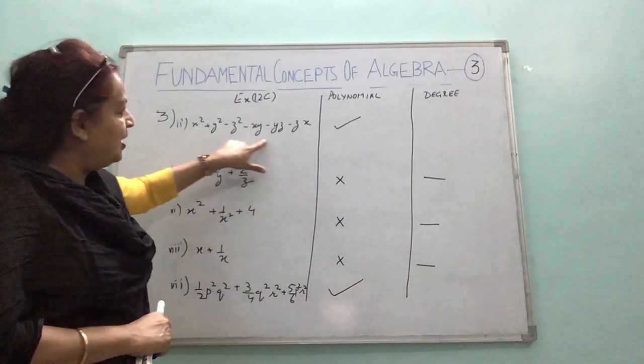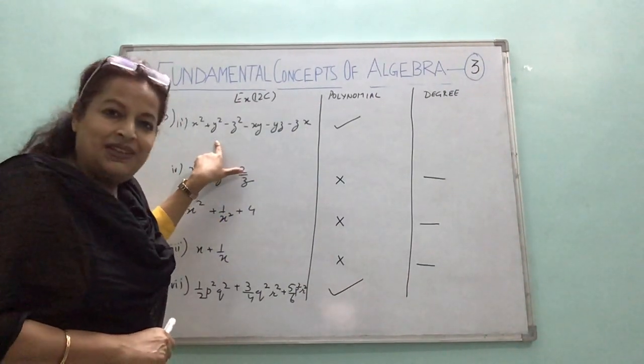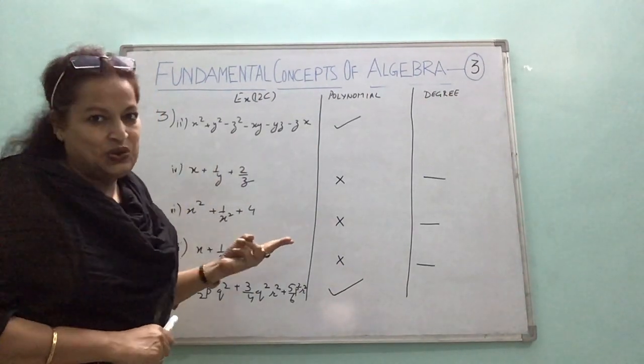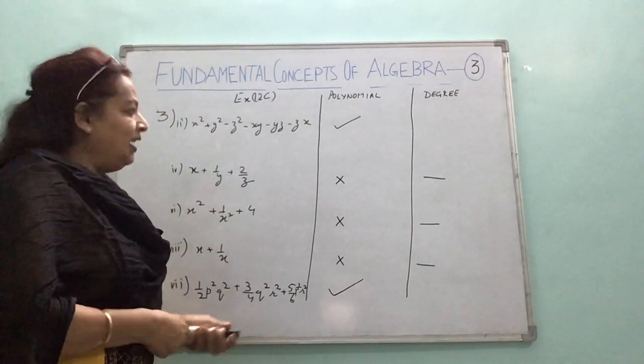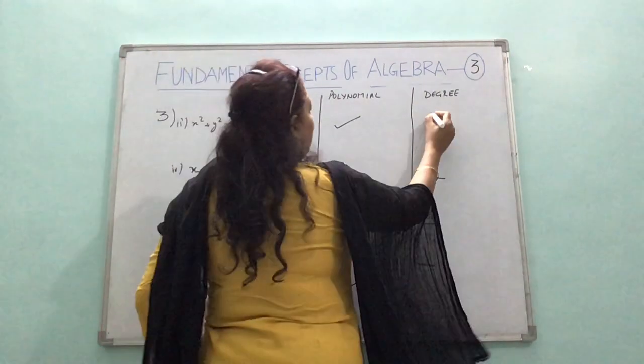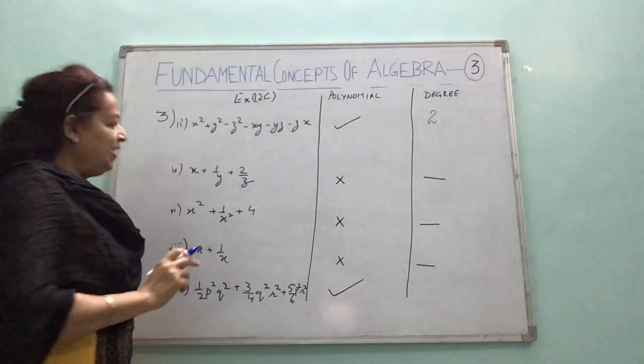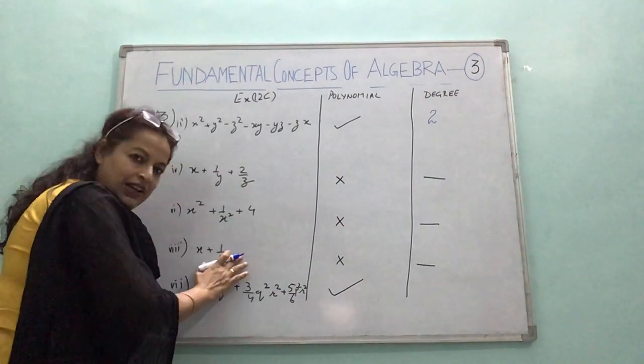So what is the highest degree of any term in this polynomial? Highest degree of any term? 2. So the highest degree is the degree of the polynomial. So 2 is the degree of the polynomial, right? Okay, so we will not write degree for these.